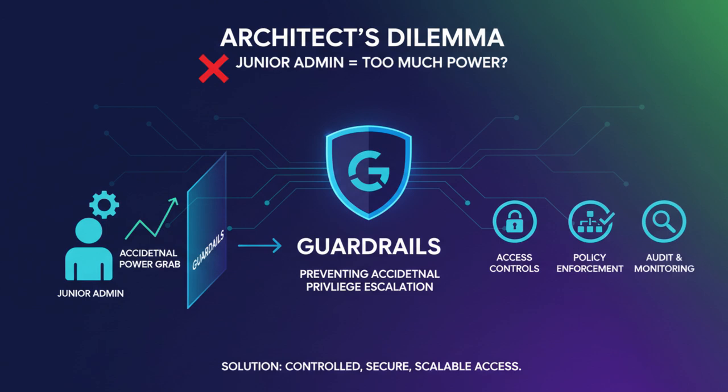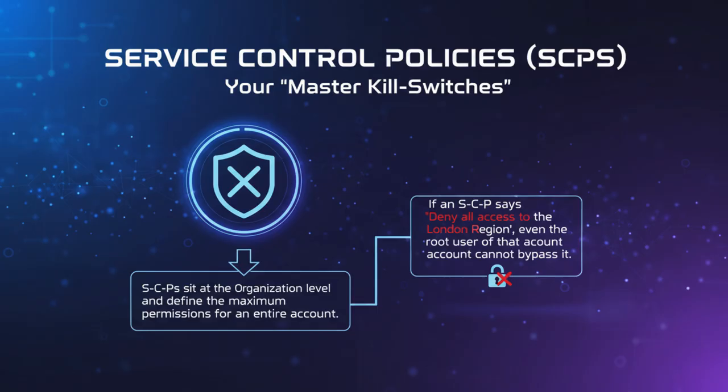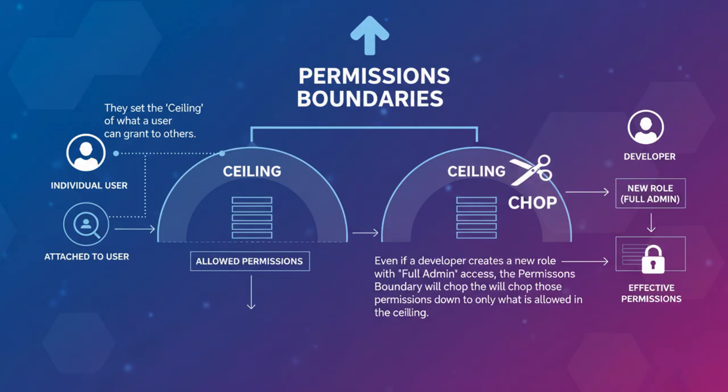As an architect, how do you stop a junior admin from accidentally giving themselves too much power? We use guardrails. Service control policies, SCPs. These are your master kill switches. SCPs sit at the organization level and define the maximum permissions for an entire account. If an SCP says, deny all access to the London region, even the root user of that account cannot bypass it. Permissions boundaries. These are attached to individual users.